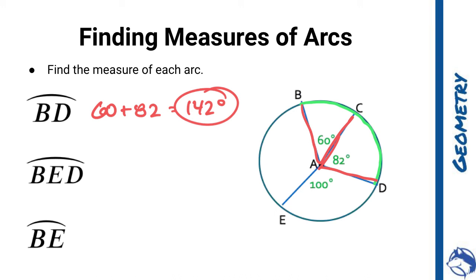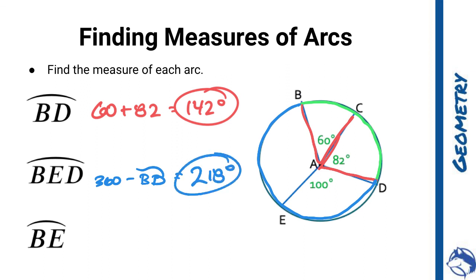Arc BED has to go through point E, so this is going to be that major arc in that scenario. Well, arc BED and arc BD have to add up to 360. So 360 minus arc BD, well, that's just going to be 360 minus 142, which gives us 218. So from here, if I know that arc BED is 218, well then arc BE has to be 218 minus that 100 of this central angle that is made right here. So it has to be 118 degrees.